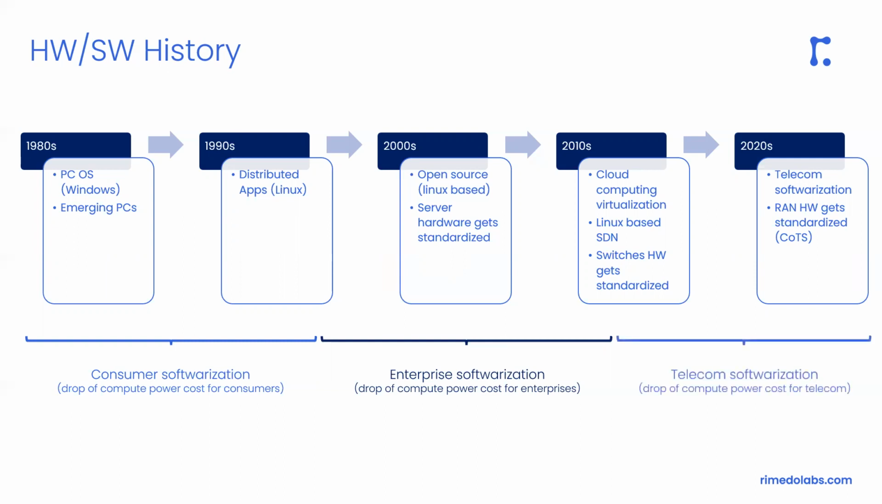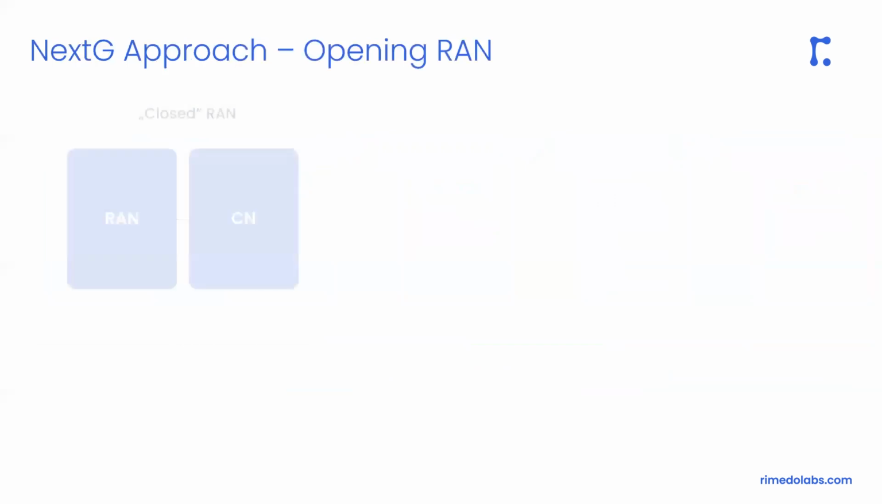This is all also happening currently in the 5G era and in the telecom sector, where we have a drop in compute power costs, and finally the hardware for the RAN gets standardized to commercial off-the-shelf solutions, where all the components of the base station, except of course the real hardware that is needed there, get standardized and softwareized.